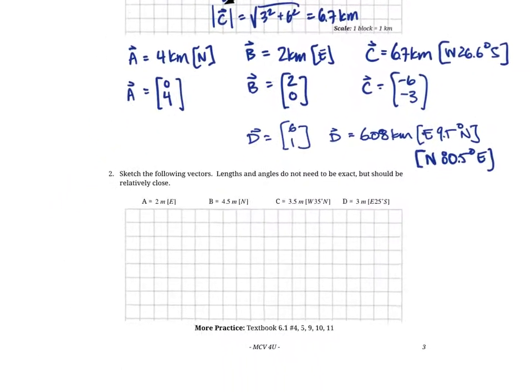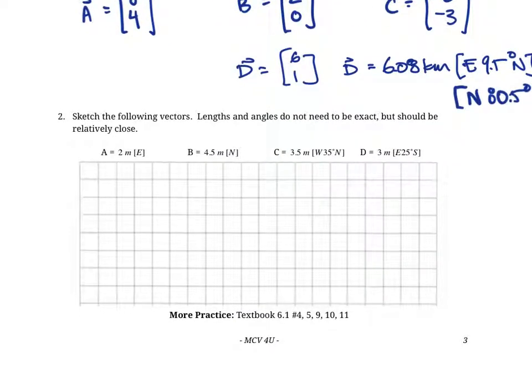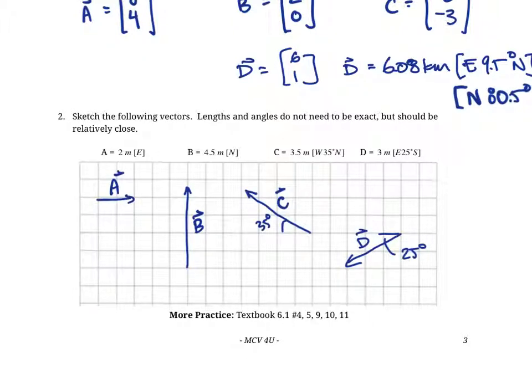Try to sketch these vectors down here. So it gives you what they are. Try to sketch them yourself and unpause the video and I will put the answers there. There you go. These are rough sketches. The lengths aren't exactly to scale. A is just 2 meters to the east. B is 4.5 meters north. C, this one, the length isn't exact. I didn't measure it, but it's about 3.5 meters, and the 35 degrees is there, right? Because you went west and then 35 degrees north. And then for D, the length is about 3 meters, east 25 degrees south.